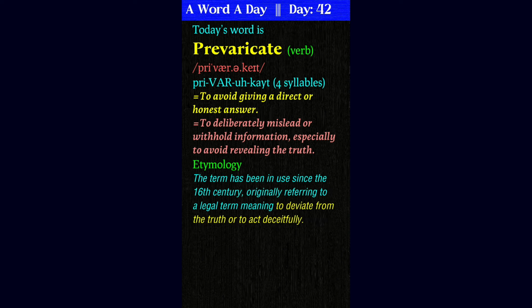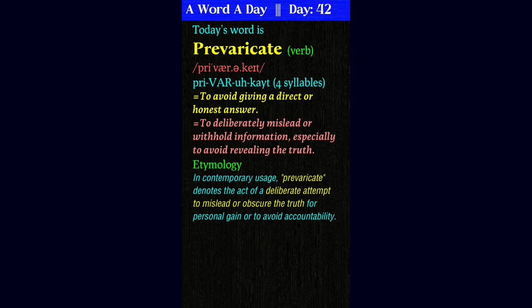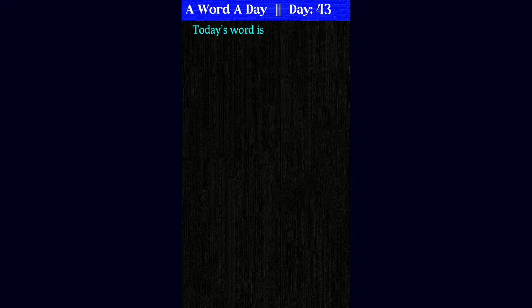The term has been in use since the 16th century, originally referring to a legal term meaning to deviate from the truth or to act deceitfully. In contemporary usage, prevaricate denotes the act of a deliberate attempt to mislead or obscure the truth for personal gain or to avoid accountability. Day 43. Today's word is mores.